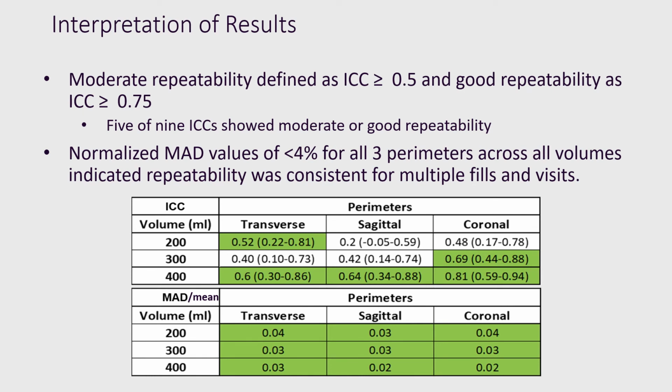Our results showed that 5 of the 9 ICCs showed moderate or good repeatability, defined as an ICC of greater than or equal to 0.5 or 0.75 respectively. Normalized mean absolute difference to mean values of less than 4% for all 3 perimeter measurements across all volumes indicated that perimeter repeatability was consistent across multiple fills and visits.